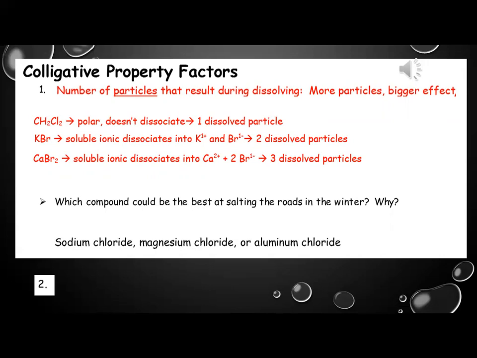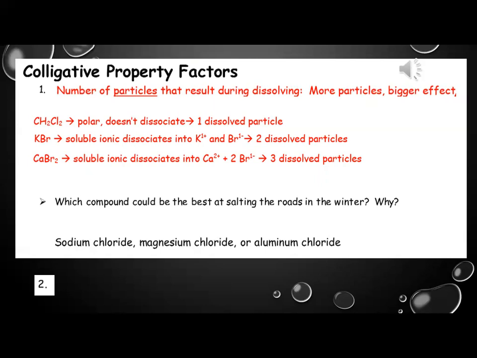So when you think about it, which compound would be the best at salting the roads in the winter and why? Well, if we had to choose between these 3 things, we might choose CaBr2 because it will lower the freezing point even more. And that means that our ice is not going to be out there when we're trying to get to school in the morning.